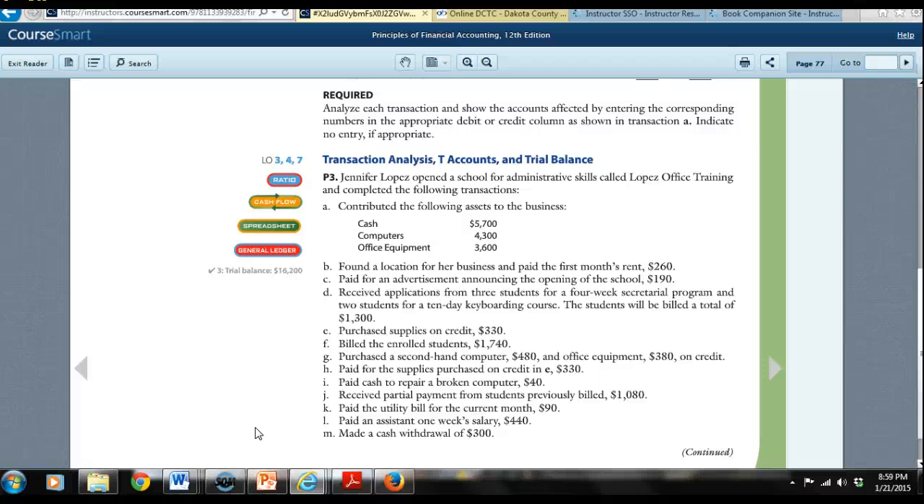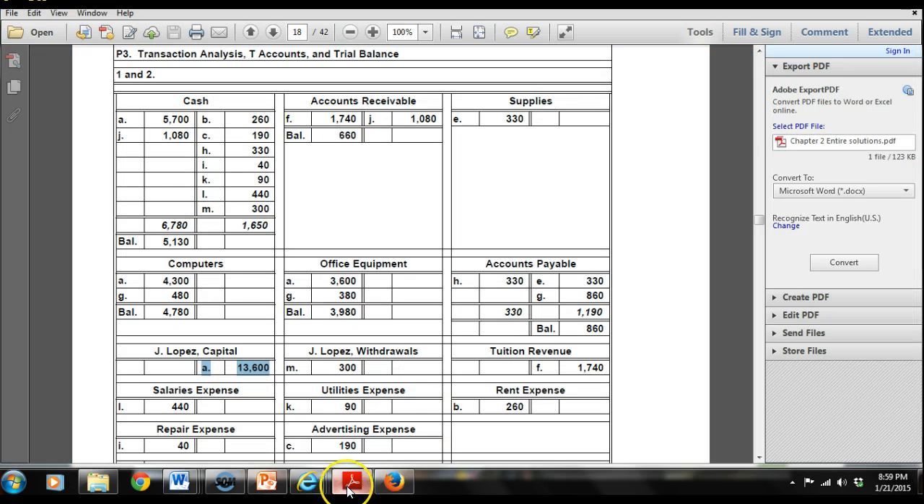Okay, revenues increase owner's equity. And if we increase owner's equity, what do we do? Credit revenues. And so F, tuition revenue, is a credit of $1,740. And accounts receivable, F, is a debit of $1,740. Okay? You guys, today's a big day. There's a lot to learn.